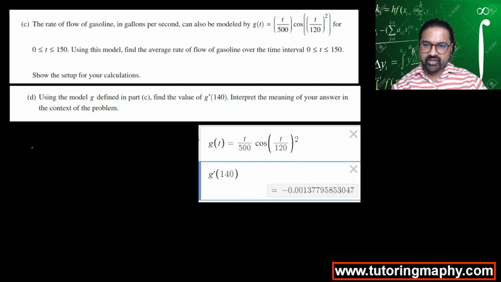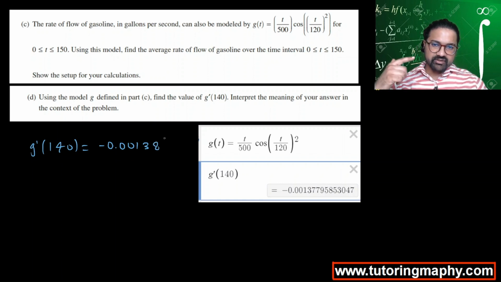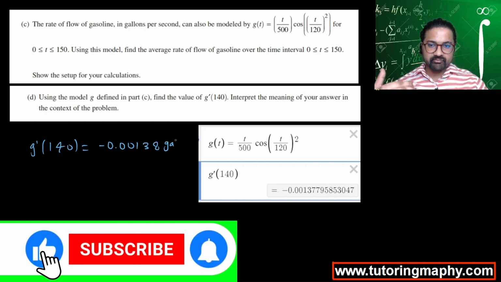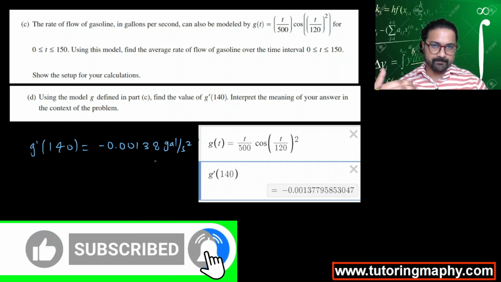So the value of G prime of 140 is going to be negative 0.00138. What is the unit of it? Remember that we are finding the derivative of something which was already giving a rate of change. So it was gallons per second, and we are again finding a derivative with respect to time. So it will be gallons per second squared.